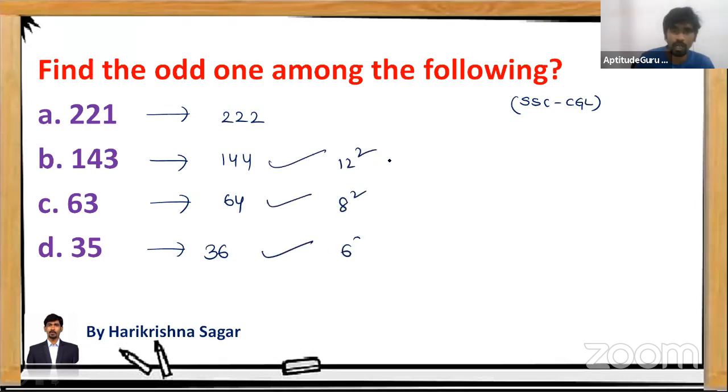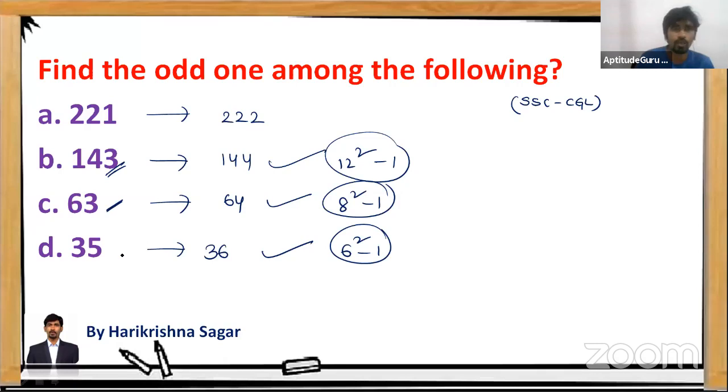So what are these numbers? 12 square minus 1, 8 square minus 1, 6 square minus 1. All these are directly given. But what is 222? We cannot write it as any perfect square minus 1. This is not in the pattern of that. Mark the answer as option A. So that is how you can see the numbers.